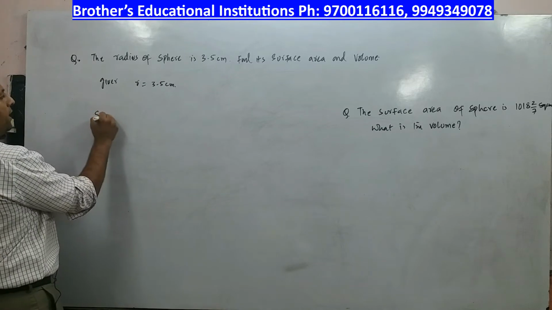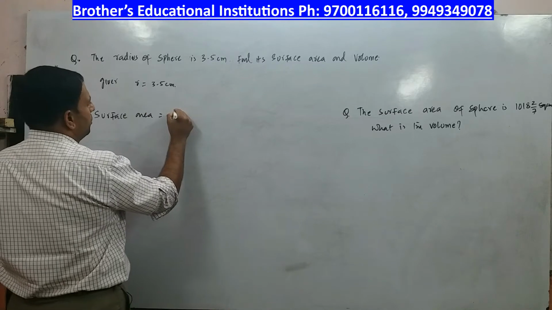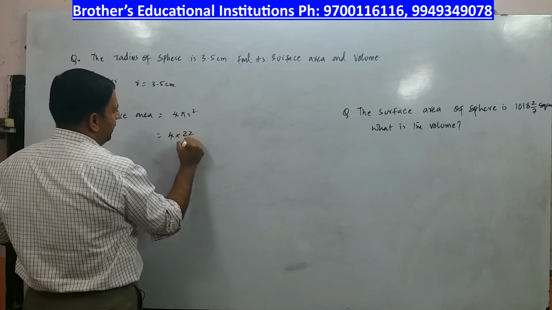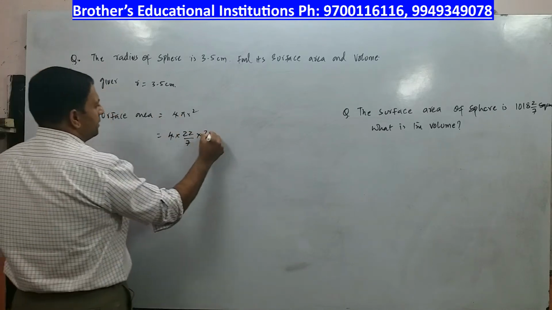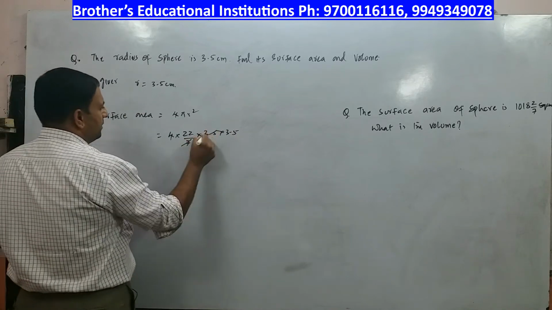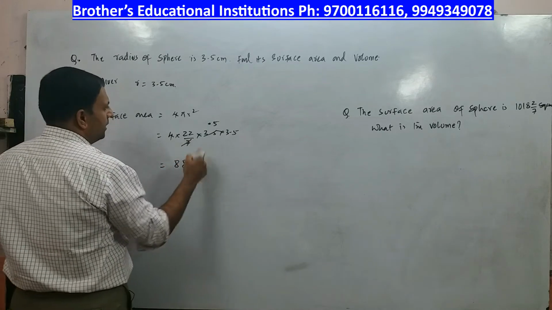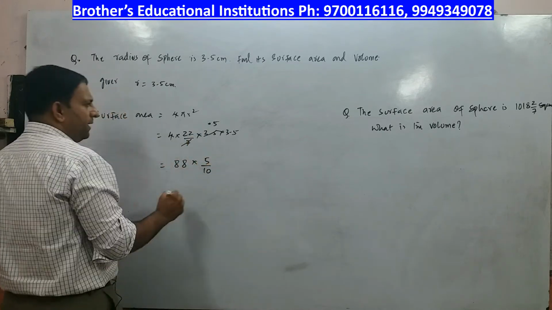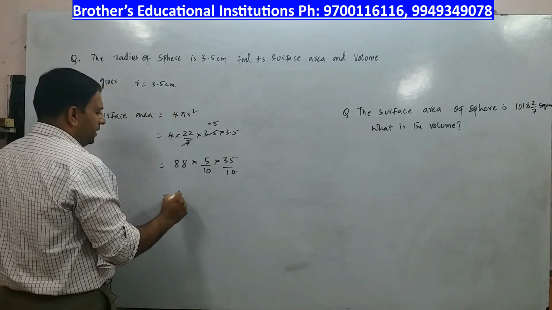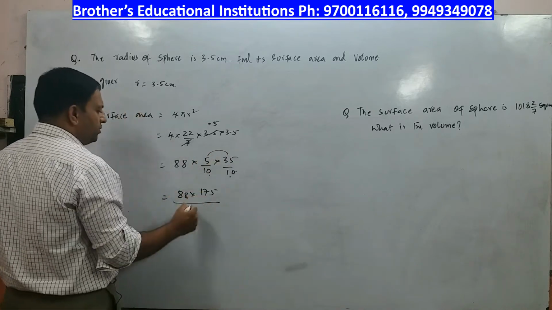Now I am supposed to find the surface area. Surface area is equal to 4 pi r square. So it is 4 into pi, 22 by 7, into r square, which is 3.5 into 3.5. So I can write this as 7 1s are 7, 7 5s are 35. So 4 into 22 is 88. 0.5 can be written as 5 by 10. 3.5 can be written as 35 by 10. So what am I going to do? 88 into 35 by 10 into 10 is 100.